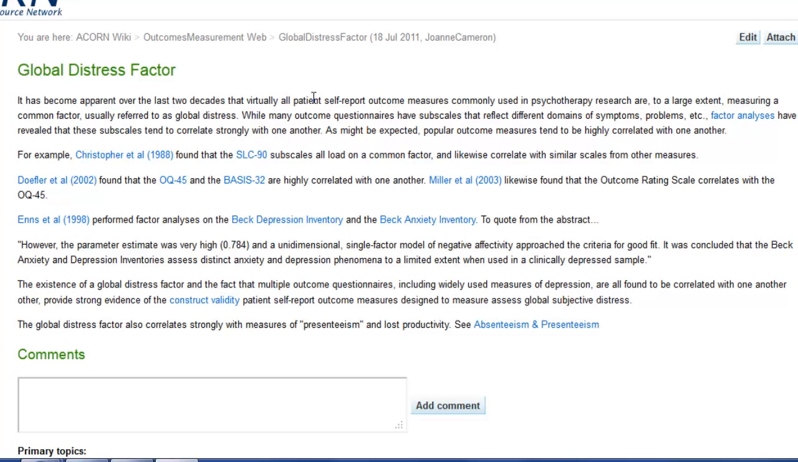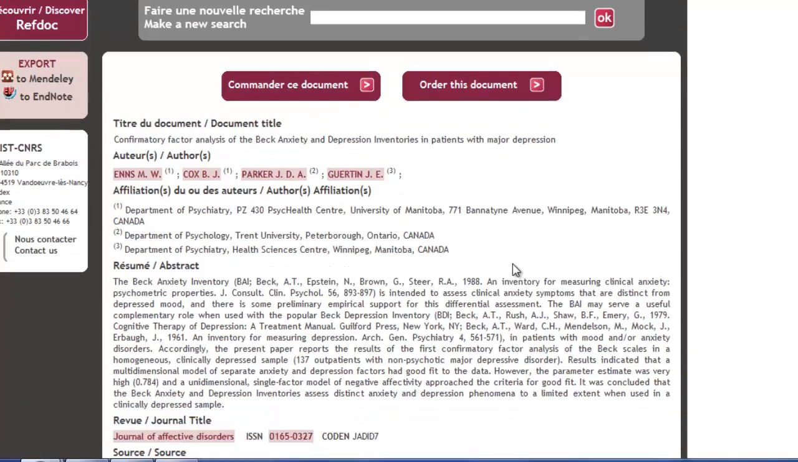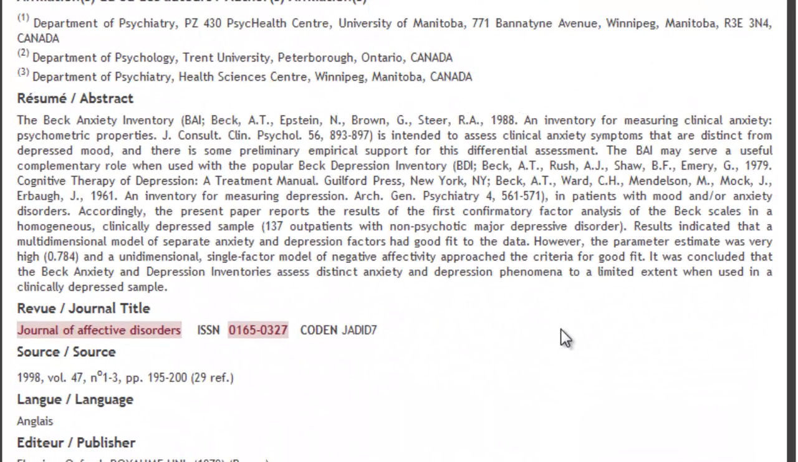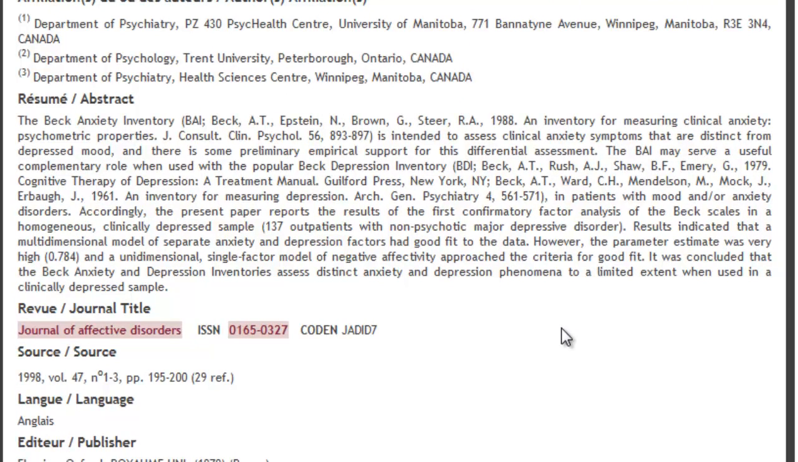For example, I draw your attention to this 1998 article by Ensedal, where they literally factor-analyzed results from the Beck depression and anxiety inventories, and found that they were highly correlated. Reading from the abstract here, the parameter estimate was very high, 0.784, and a unidimensional single-factor model of negative affectivity approached the criteria for good fit, and it was concluded that the Beck anxiety and depression inventories assessed distinct anxiety and depression phenomena to a limited extent when used in a clinically depressed sample.